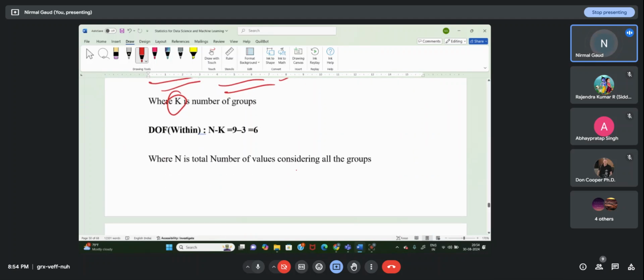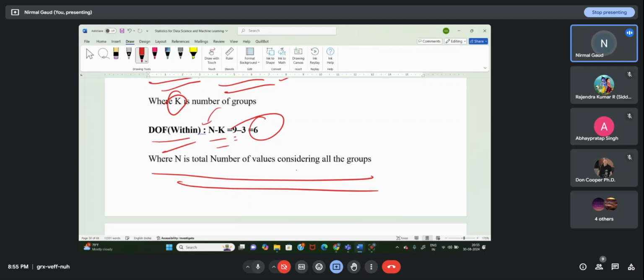Okay. The within-group degree of freedom formula is n minus k. That is number of data points minus number of groups. There are total 9 data points; in each group we are having 3 entries. So 9 minus 3 is 6. That is the degree of freedom within the group, n minus k. Okay, got it. This is step number 2.